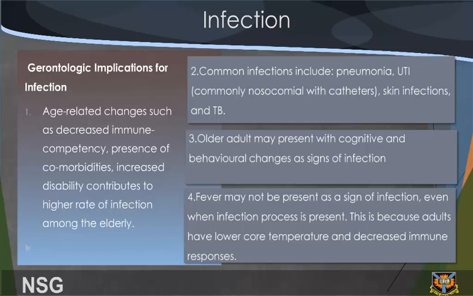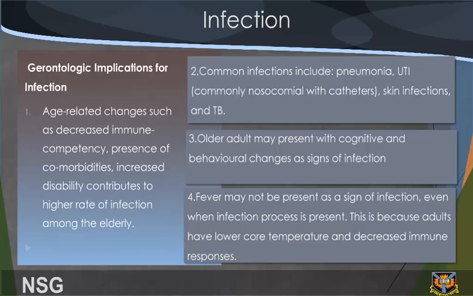Gerontologic implications for infection. 1. Age-related changes such as decreased immune competency, presence of comorbidities, and increased disability contribute to higher rates of infection among the elderly.